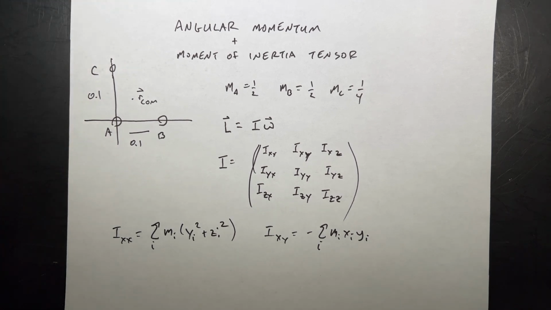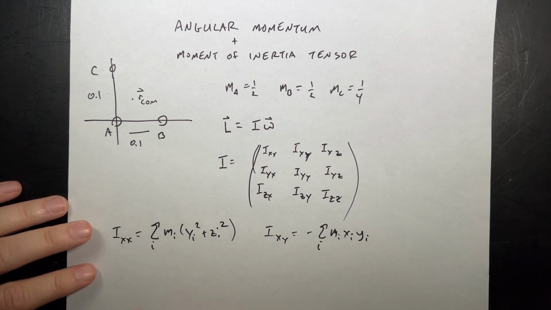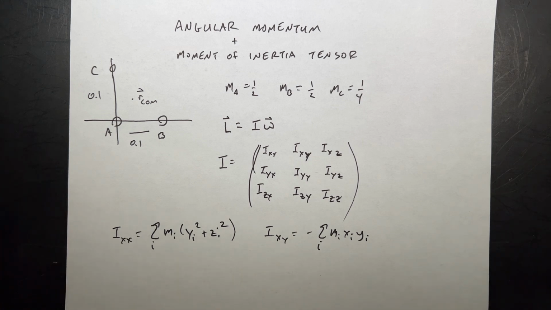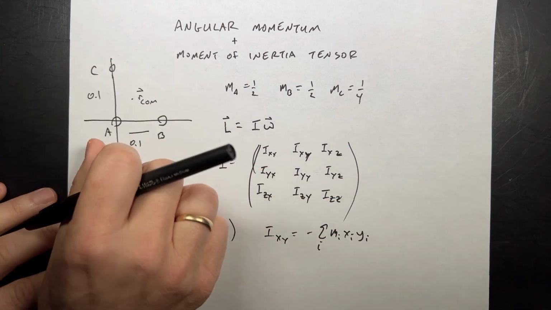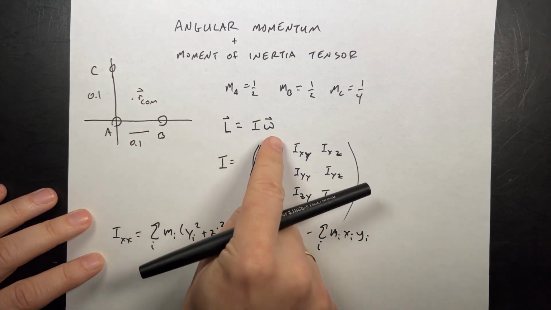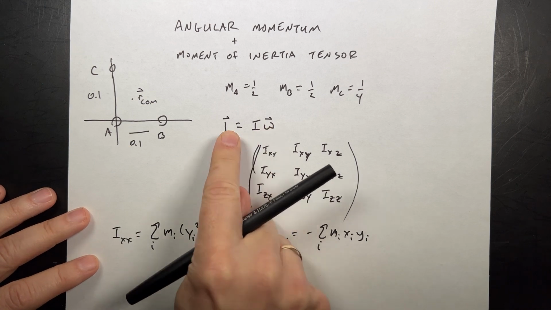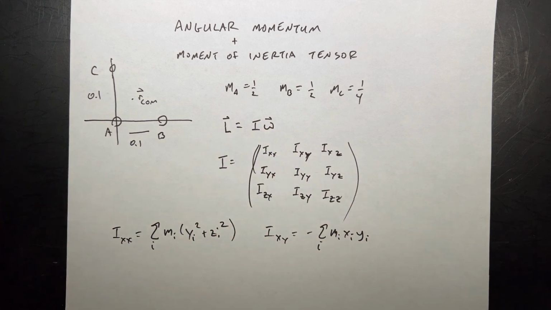Let's do some fun stuff. We're working on the moment of inertia and the moment of inertia tensor and the angular momentum. I want to calculate the moment of inertia tensor for 3 point masses, and then pick an angular velocity and calculate the angular momentum from that. So we're going to do some stuff.